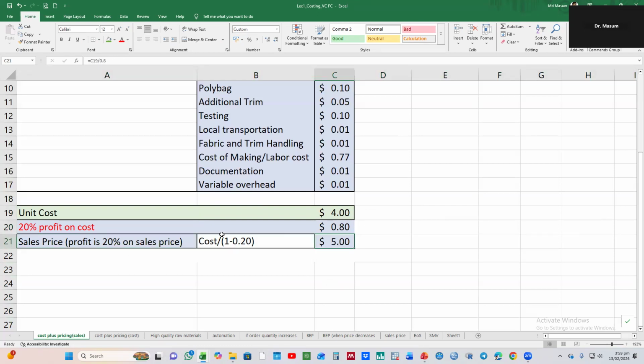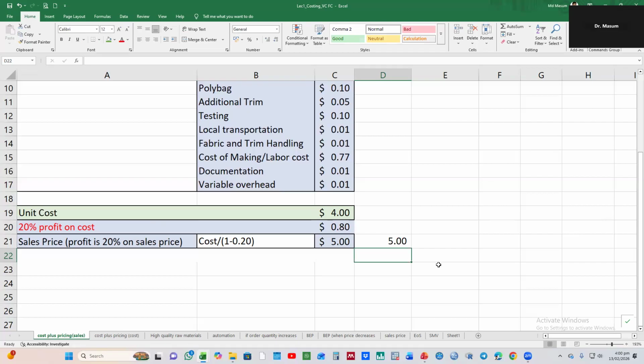Or you can directly calculate the sales price, because it is cost divided by 1 minus the profit percentage. That means cost is 80% and 20% is profit. So you can directly calculate 4 divided by 0.8. 0.8 indicates that 20% is profit, so cost must be 80%. When you divide by 80%, it gives your price, because the 20% profit is considered here.